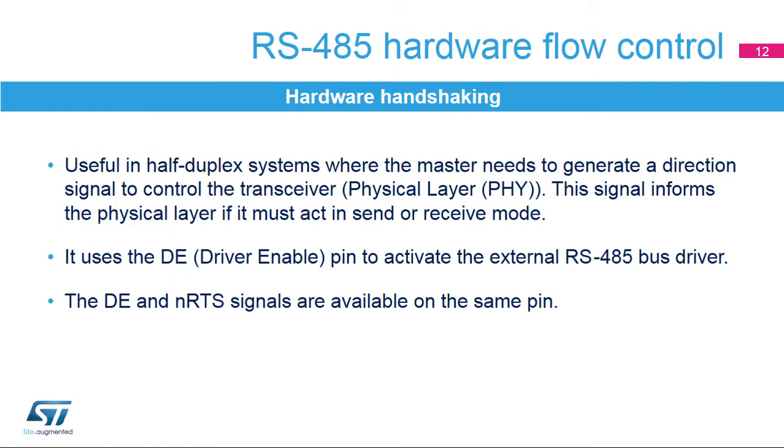For serial half-duplex communication protocols like RS-485, the master needs to generate a direction signal to control the transceiver or physical layer. This signal informs the physical layer if it must act in send or receive mode. In RS-485 mode, a control line, driver enable, is used to activate the external transceiver control. The DE control line shares the pin with NRTS.